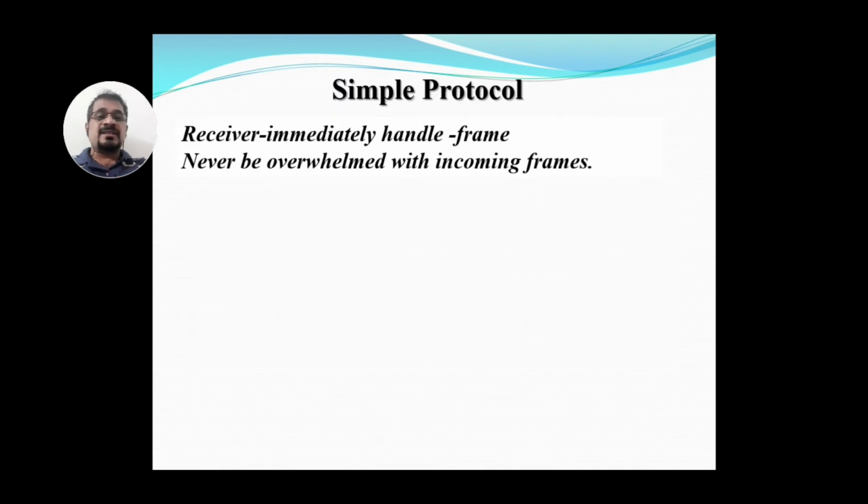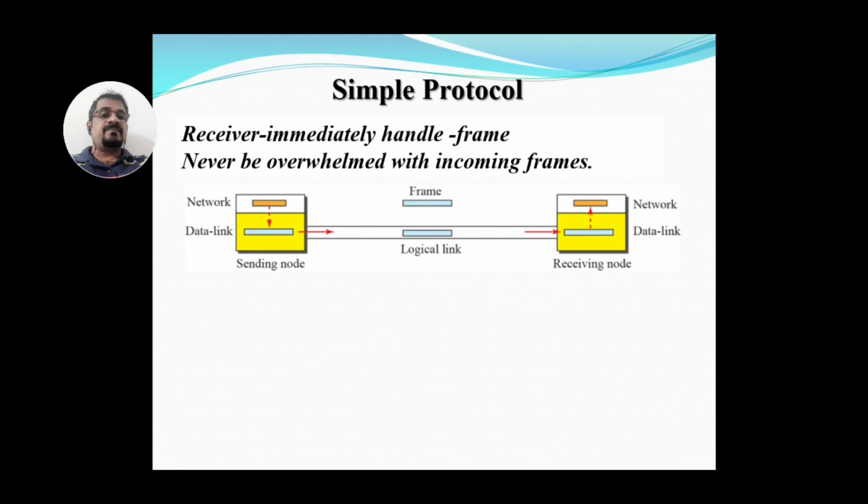Now let us see the simple protocol. In the simple protocol, the receiver immediately handles the frame. It assumes that the receiver is always ready to receive frames and can immediately process them. That is why we consider it a very simple protocol. It is never overwhelmed with incoming frames, so it simply comes and gets processed. Now let us explain with the process.